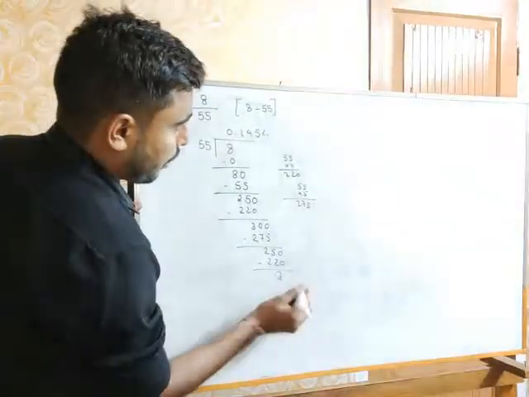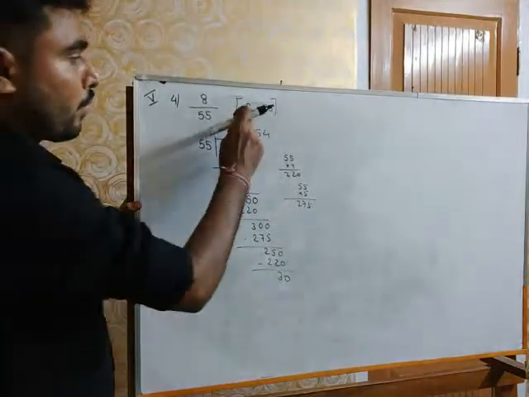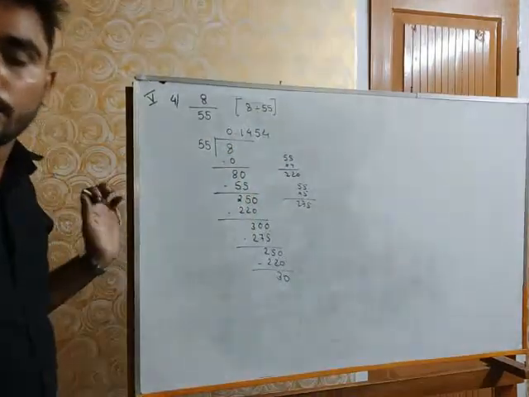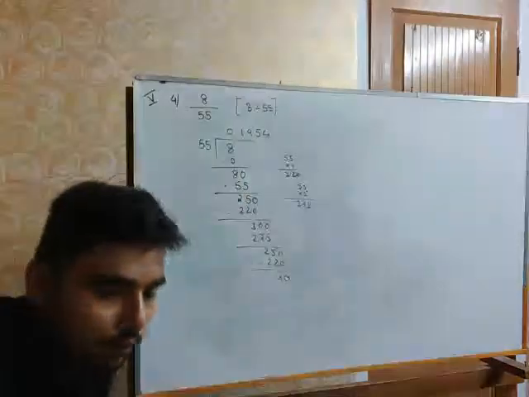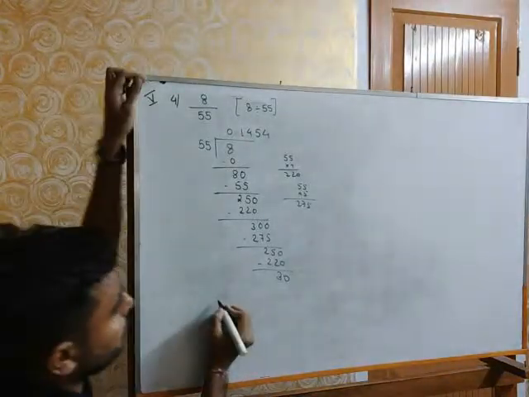Now after decimal, how many places can you see? 1, 2, 3, 4. So now our work is done. Now we have to round it off and write our answer.